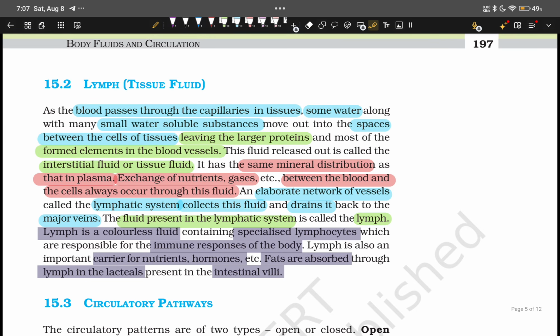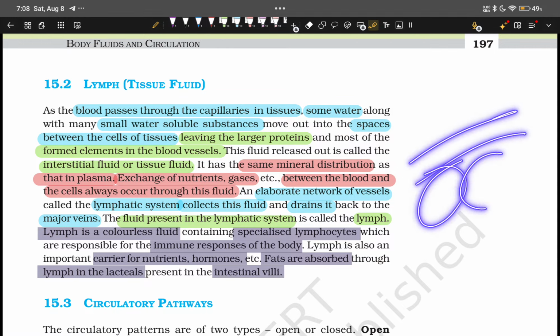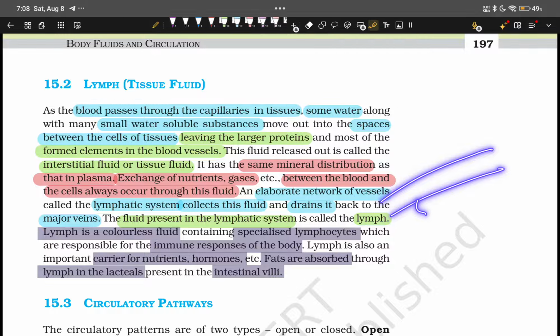Now let's talk about lymph. We know that lymph is also known as tissue fluid. What happens is that as the blood passes through capillaries in the tissue, some water soluble substances move out into the spaces between the cells of the tissue. Let's say this is the capillary which comes in contact with the cells in the tissue. Water from this capillary oozes out.